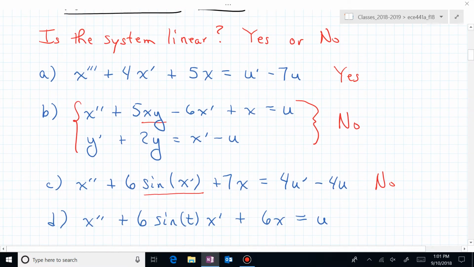One more. Part D: is the system linear? Look at it, pause the video, and when you have your answer, hit play. So pause your video and make your answer.